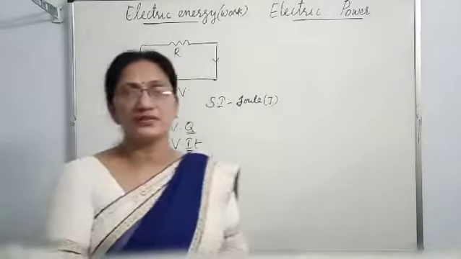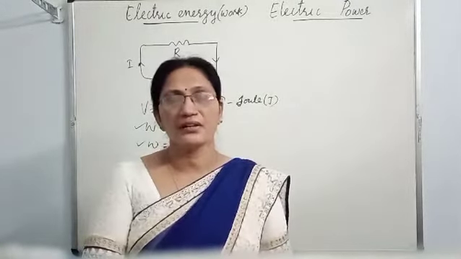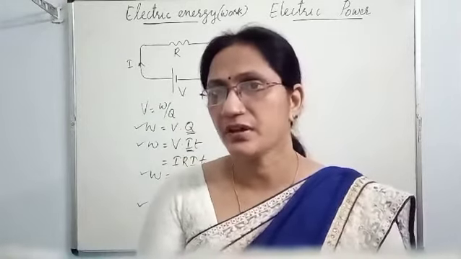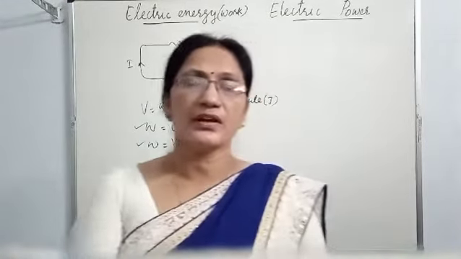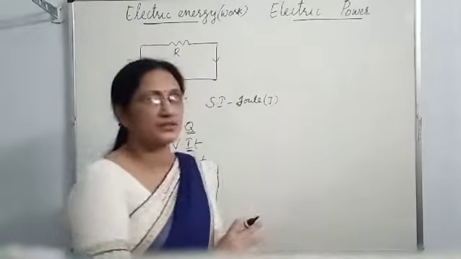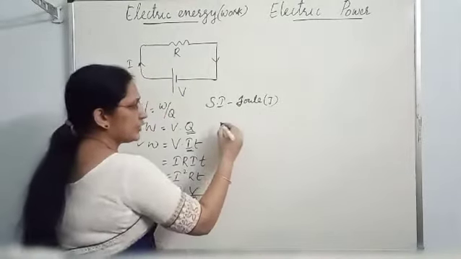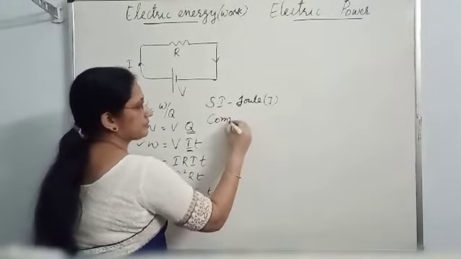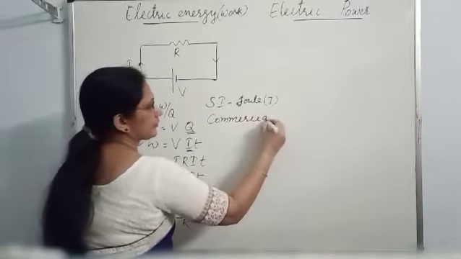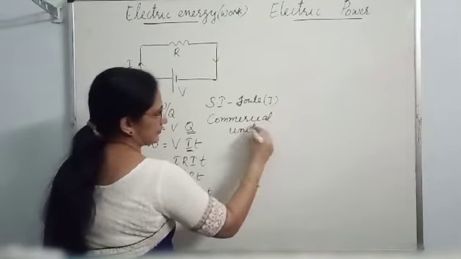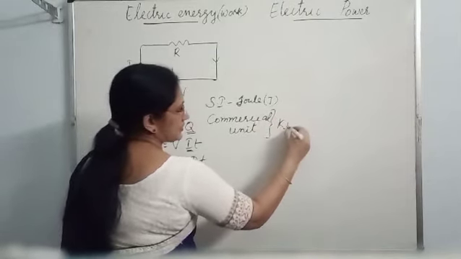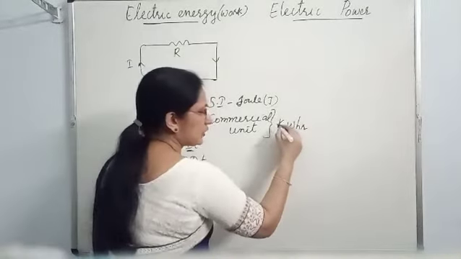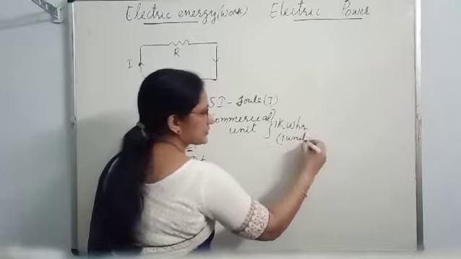And CGS unit is erg. But when we use electric energy for commercial purpose, when we consume electricity at home, it is not measured in Joule unit, it is measured in kilowatt hour unit. That is the commercial unit of electric energy. That is kilowatt hour. We call it as unit. 1 kilowatt hour we call as 1 unit.